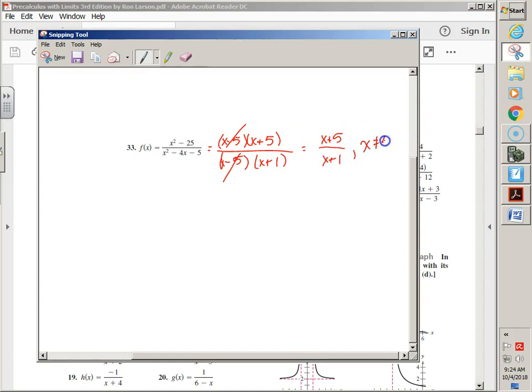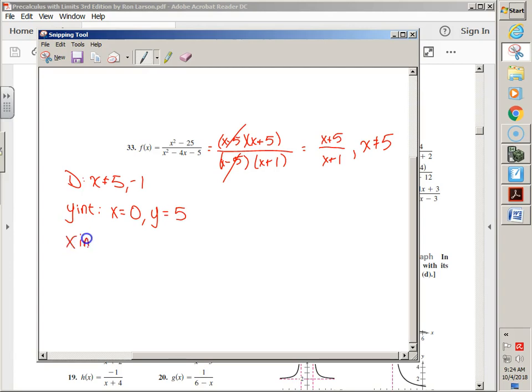But remember, we have to remind ourselves of the domain. X can't be 5. So our domain, x isn't allowed to be 5 or negative 1. Our intercepts: y-intercept, we would set x equal to 0, so y equals 5 over 1.